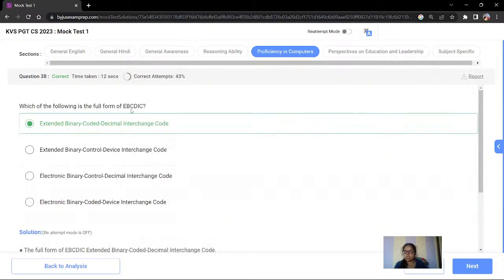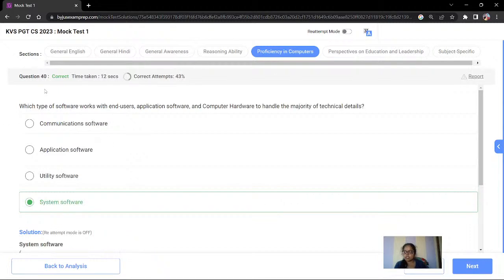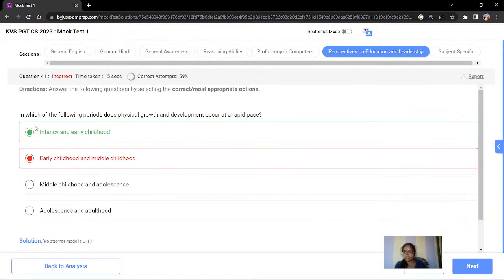Next, EBCDIC, the full form is Extended Binary Coded Decimal Interchange Code. Next, which of the following is the shortcut key for rename? Rename shortcut key is F2. Next, which type of software works with end user applications? That is system software, it works with the end user and controls the hardware. All the majority of the work is done by this.